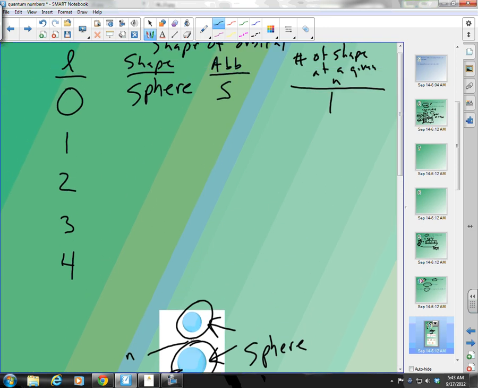Next, when L is equal to 1, what do I get? I have something that is technically called a dumbbell. I tend to like to think of it as a peanut. I'll accept either answer on my quiz and test. Now, why do I like peanut? Because the abbreviation is a P, and a dumbbell and a peanut look kind of alike. Now, how many of these do I have at a given n? 3. Okay, good. So let's take a look.